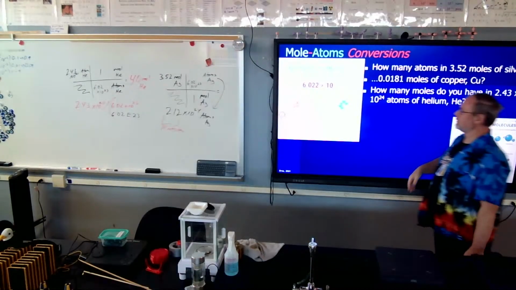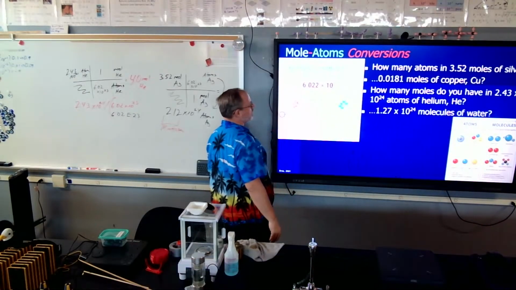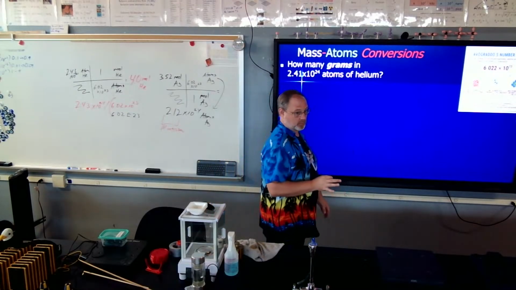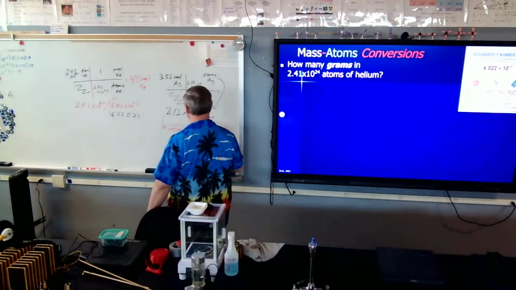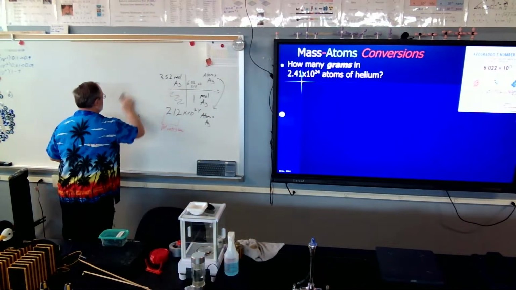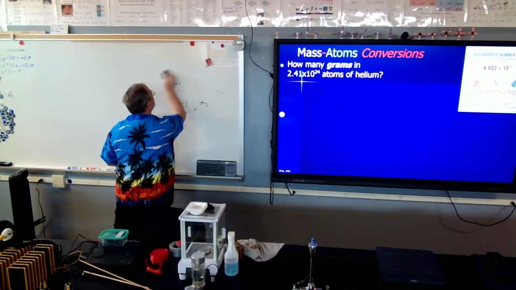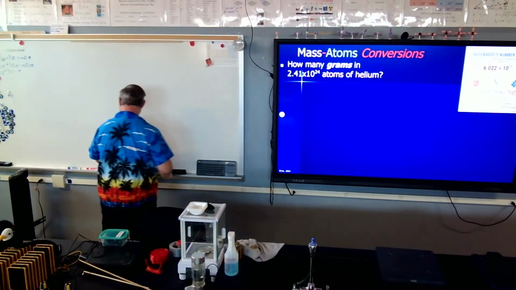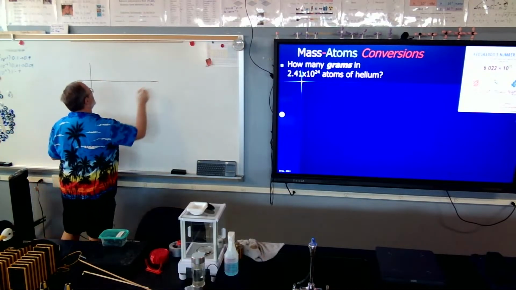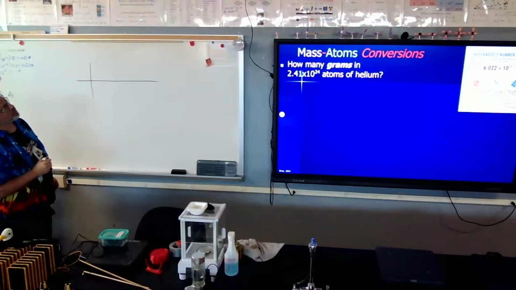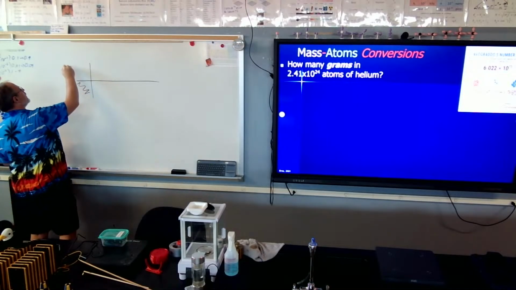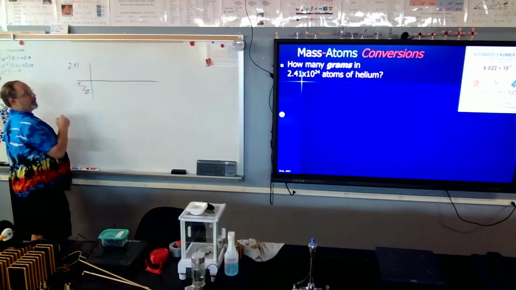Okay, now we're going to do the two-stepper. Here we go. How many grams in 2.41 times 10 to the 24th atoms of helium? Now we're going to do the whole thing like we're going to do in the future with multiple steps. Our steps are going to stay this, but now they're going to be that. We're still not going to put anything in the lower left. And we're still going to put a number, unit, and label in the upper right.